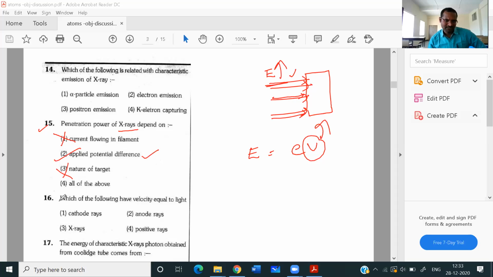Next, which of the following have velocity equal to the velocity of light? We know that electromagnetic waves travel with the velocity of light. What are electromagnetic waves? Radio waves, microwaves, visible, UV, X-rays, gamma rays, these are electromagnetic waves. All these travel with the same velocity, that is the velocity of light. Whereas cathode rays, anode rays, positive rays, we can't say that they travel with the velocity of light. Option 3 is the right answer.